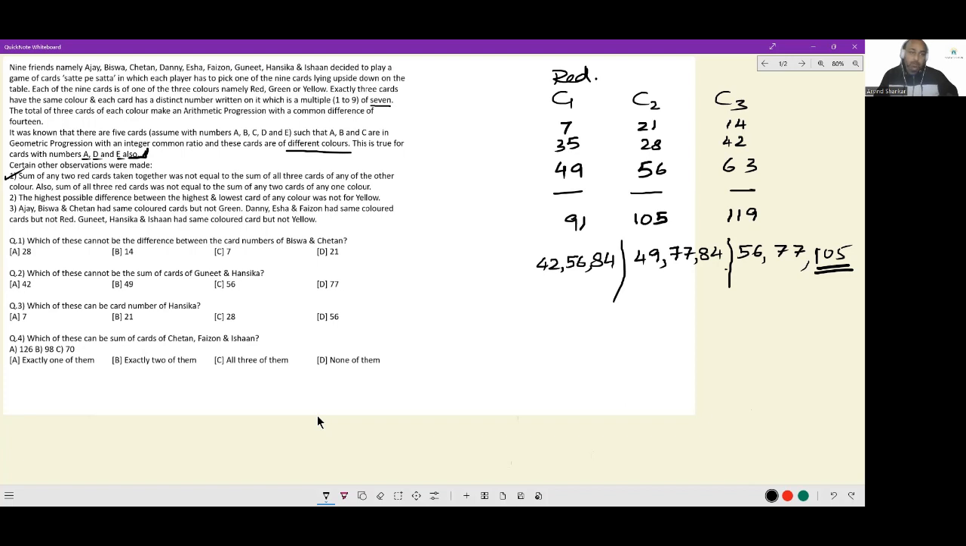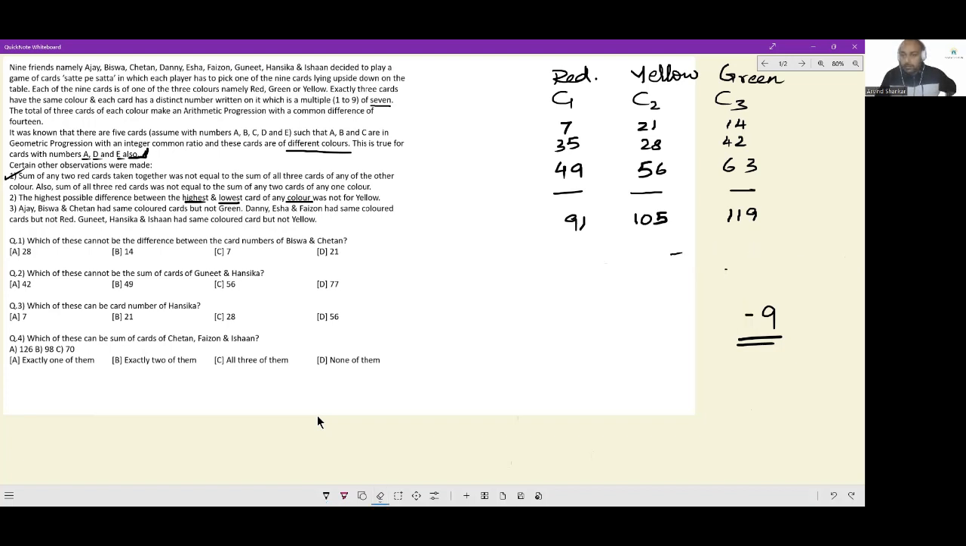Next. The highest possible difference between the highest and the lowest card of any color was not for yellow. The difference between the highest and the lowest card for here would be 35. And the difference between the highest and the lowest card for this color is 49. We know 49 is the highest, and this is not for yellow. This is not yellow. This has to be yellow. So this has to be green. These were the only three colors. We have also uniquely identified which set of cards belong to which color. Point 2 is taken care of.